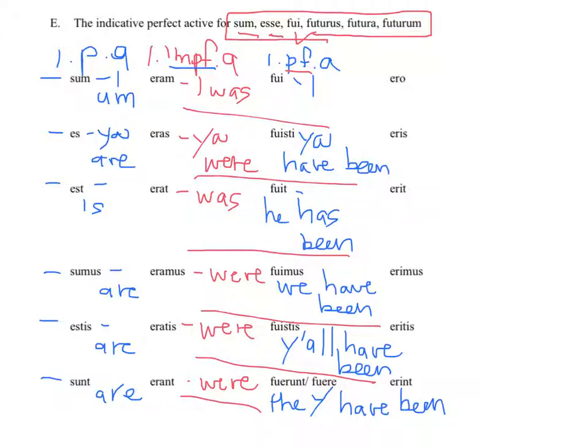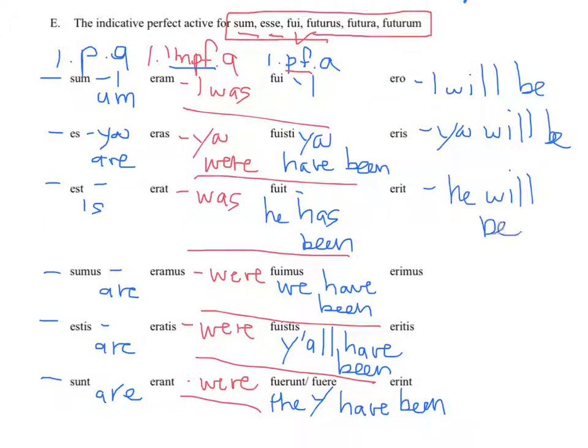And then the furthest one over to the right is the indicative future active. So this next tense, the indicative future active, we'll translate as I will be, you will be, he, she, or it will be, we will be, you all will be, and they will be.